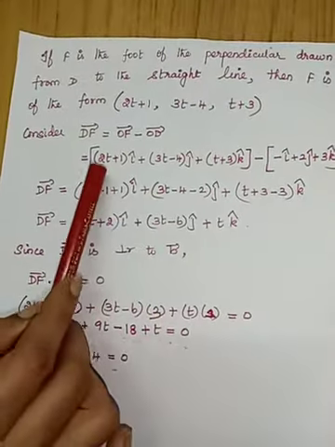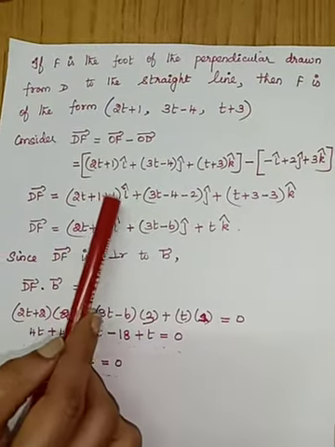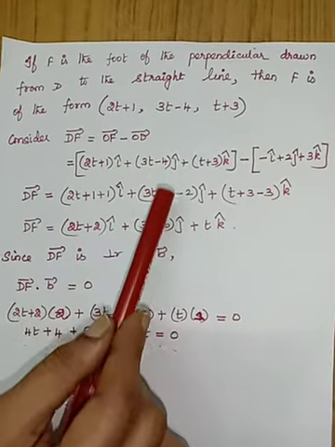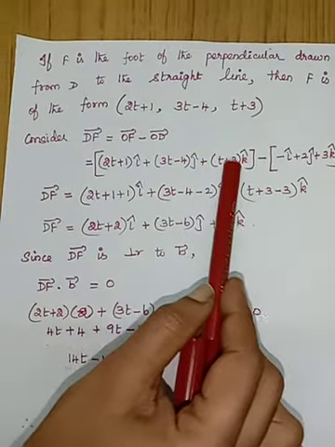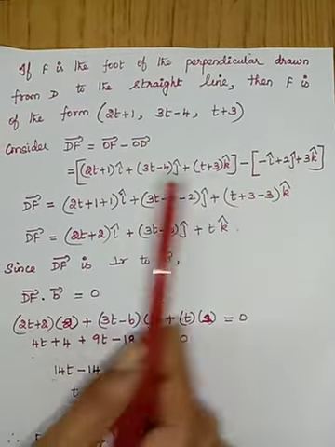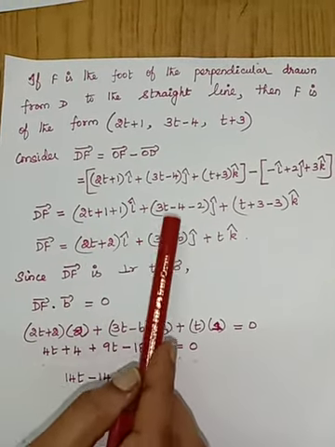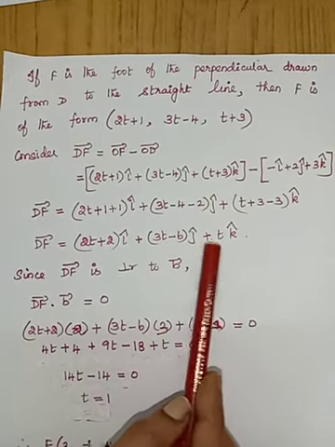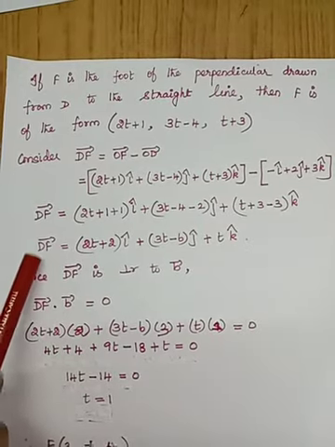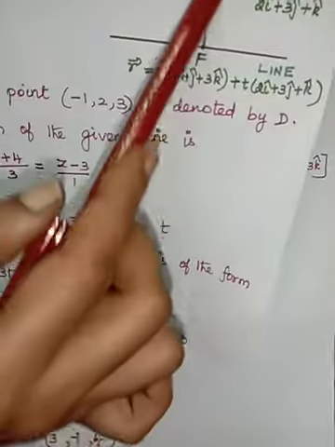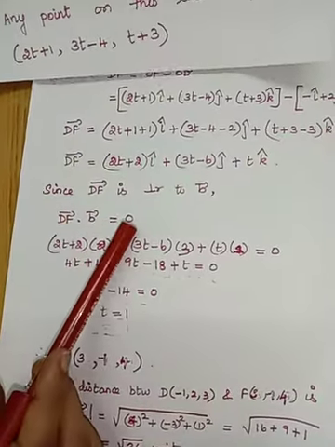And see the calculation: 2t plus 1, minus into minus is plus, so plus 1 into i cap; 3t minus 4 minus 2 into j cap; plus t plus 3 minus 3 into k cap. So when you calculate, it is (2t plus 2) i cap plus (3t minus 6) j cap plus 3 minus 3 getting cancelled, t k cap. So we have found the DF vector. Okay, so the DF vector and B vector are perpendicular. So we have to use the dot product equal to 0.